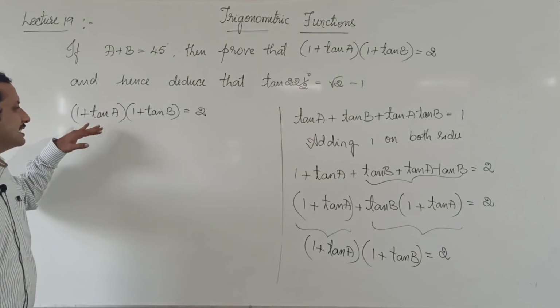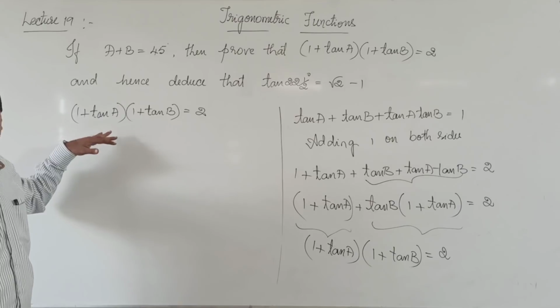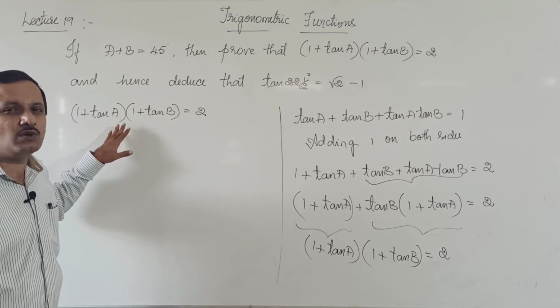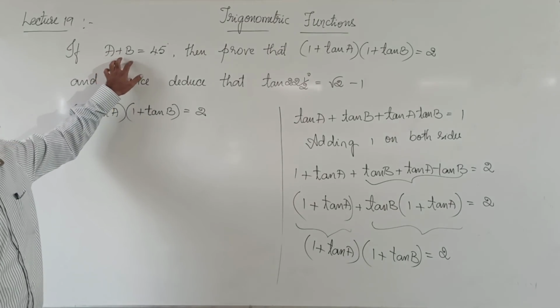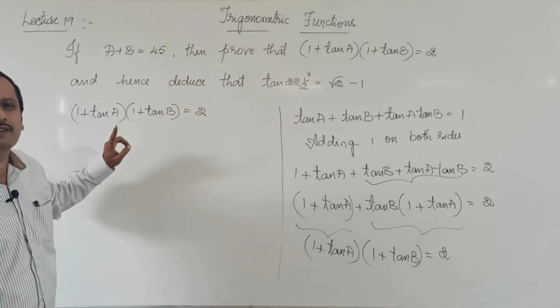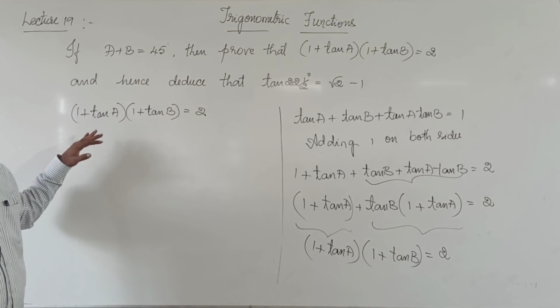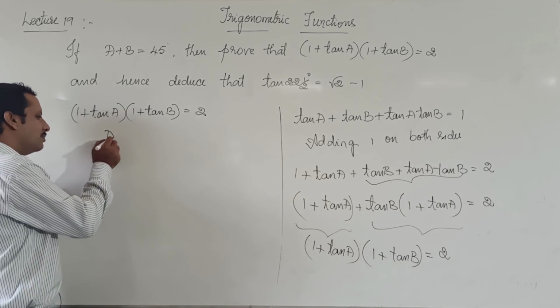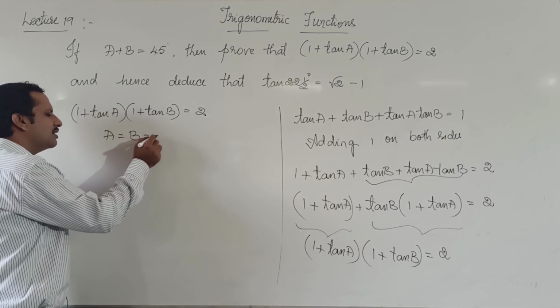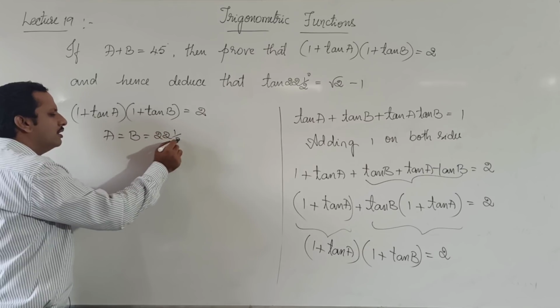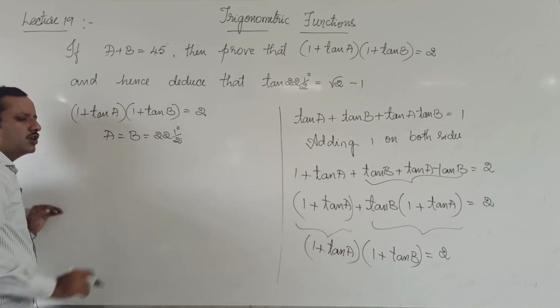Okay. See, this is possible. When is it possible? It is possible only when a plus b is equal to 45 degree. If the sum of these two angles is equal to 45 degree, then only we can use this formula. Okay. So, now I will make a substitution: put a is equal to b is equal to 22.5 degree. Then will this condition hold good?